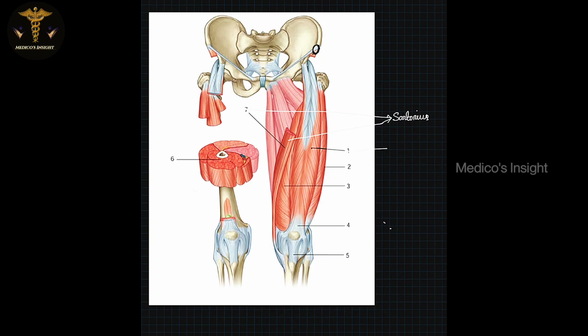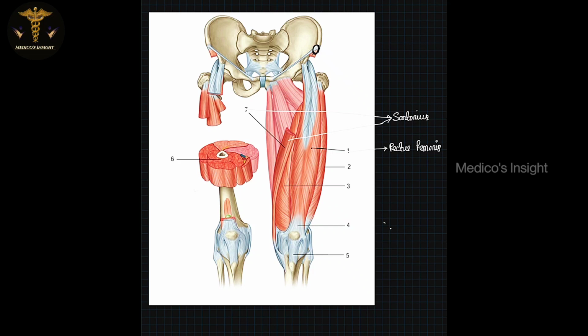Then we can go to this one, which is known as rectus femoris muscle. We all know about rectus femoris. Rectus femoris has two heads, one straight head and one reflected head. The straight head arises from the anterior inferior iliac spine of hip bone, and the reflected head arises from the superior aspect of acetabular fossa.